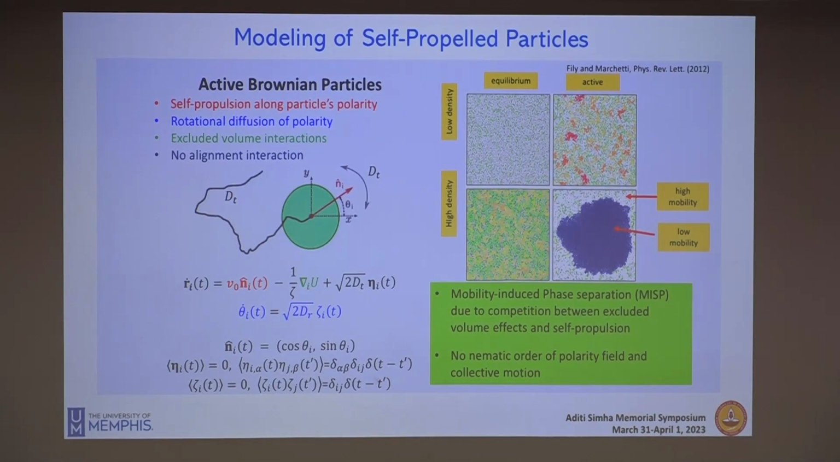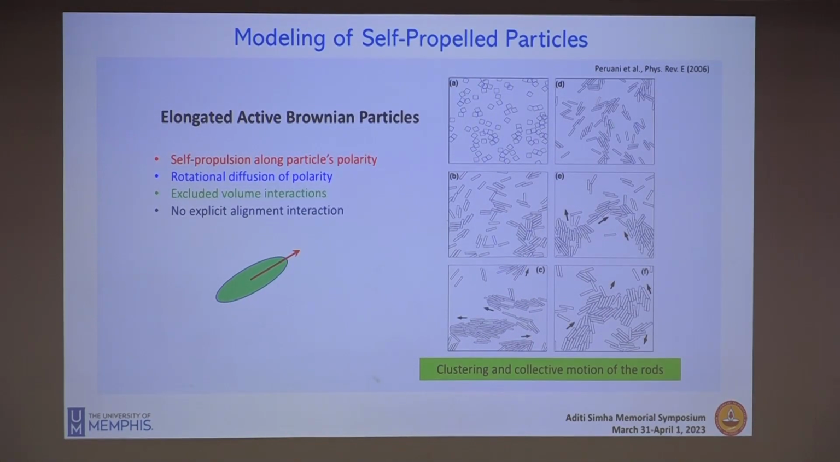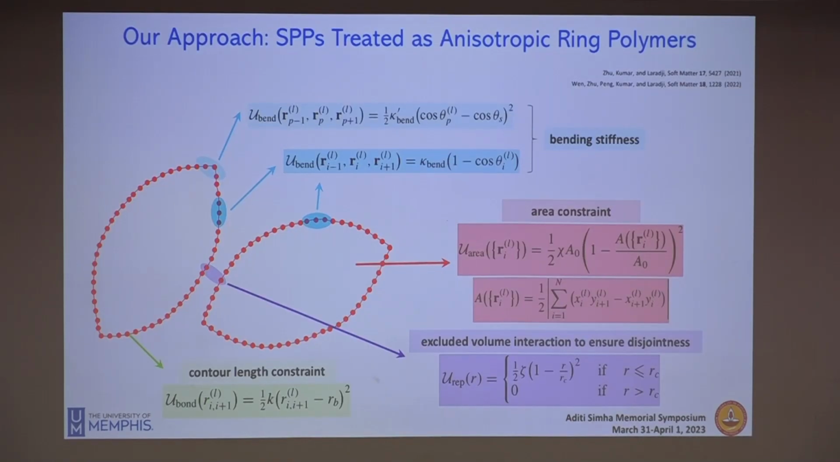And these domains are not static. They can break up, they can be made, etc. They're very dynamical. But there is not much collective motion of the particles. They don't really move collectively unless you make the particle anisotropic, then you would have collective motion of the particles.